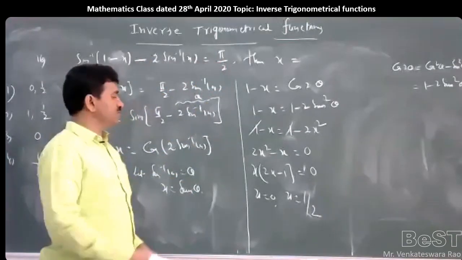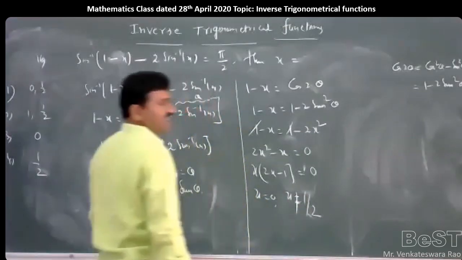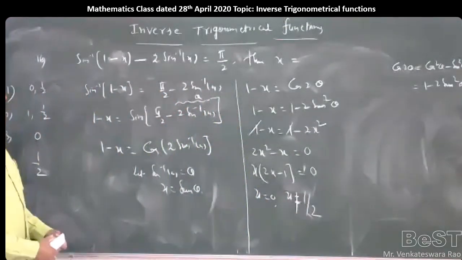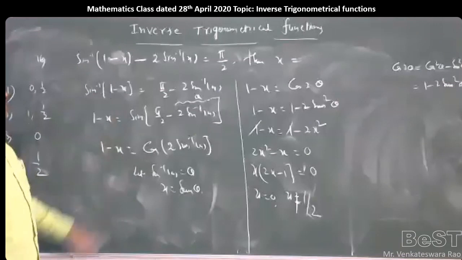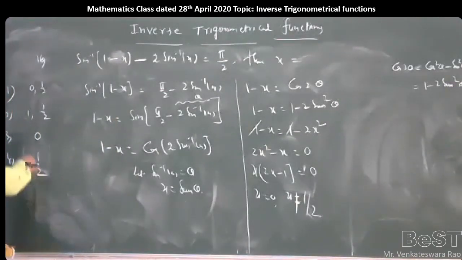But the right side is pi by 2. So x is not equal to 1 by 2. It is not satisfying the given equation. Note down: x is equal to 1 by 2 is not satisfying the given equation. So the answer is the third one, 0.